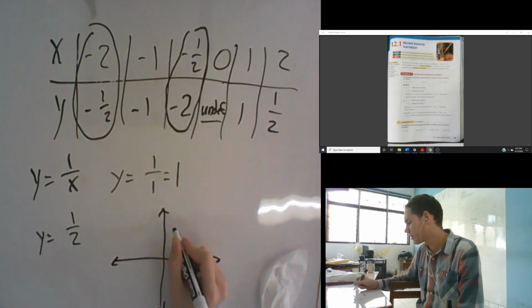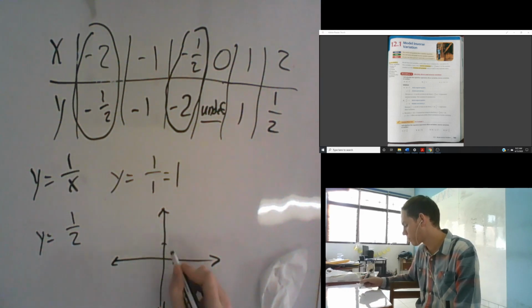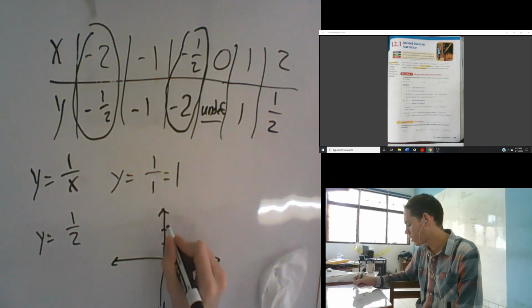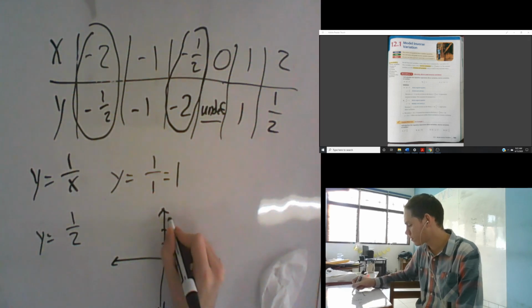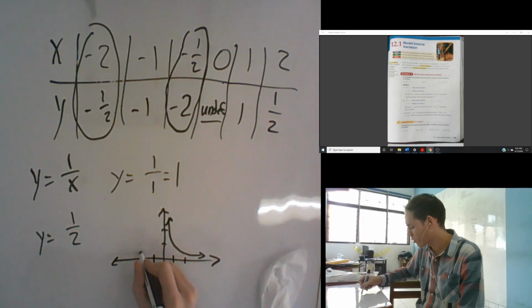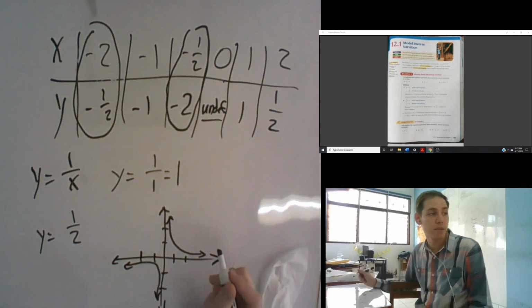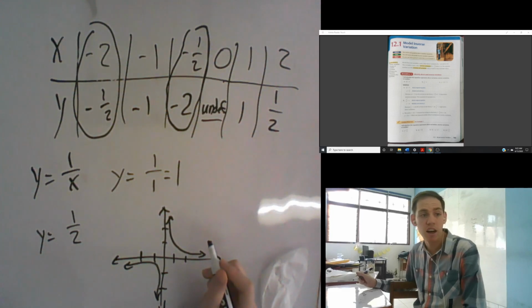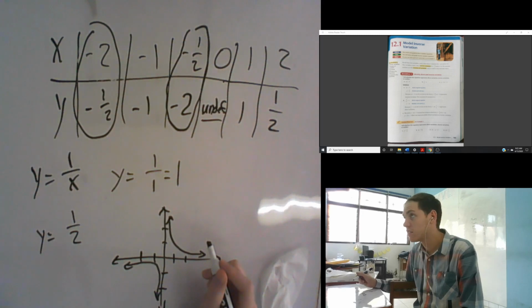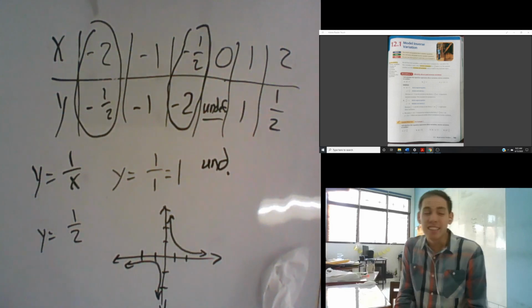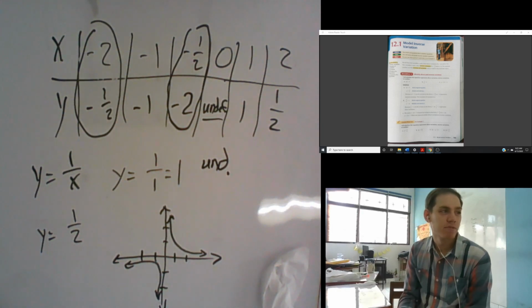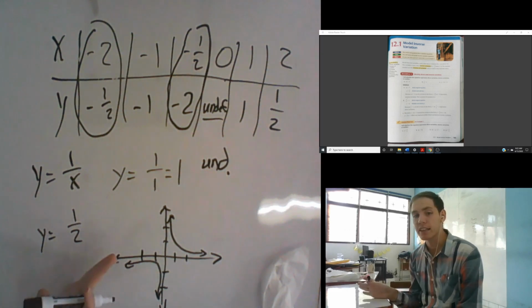Now the graph of this will actually look something like this. Okay, so it looks something like this. Yeah, you could say UND. I'll allow it. The graph will look something like this.